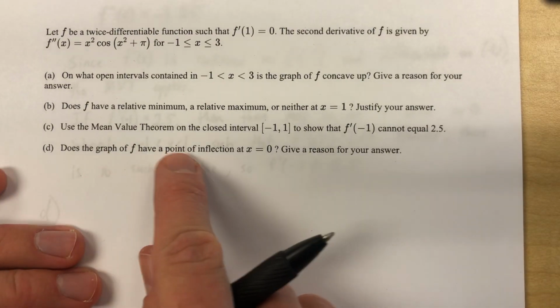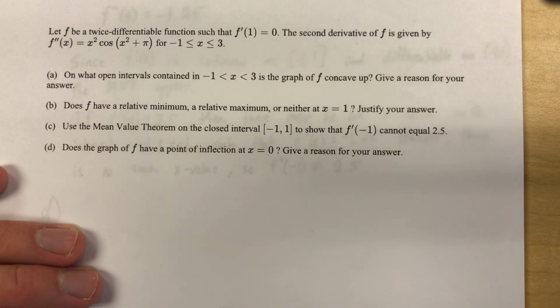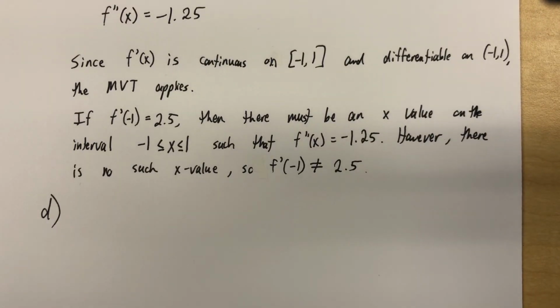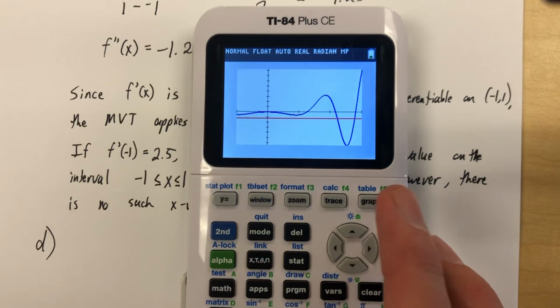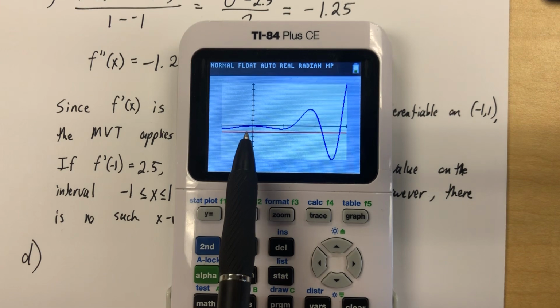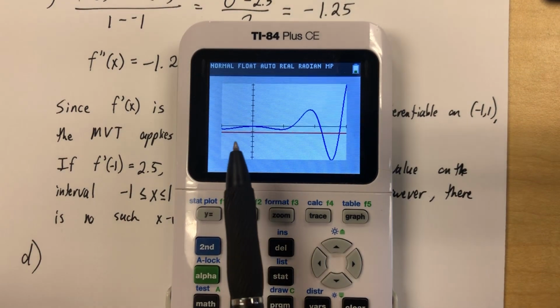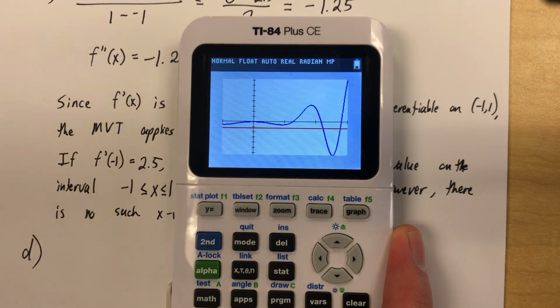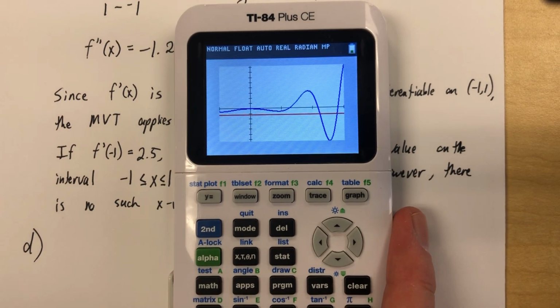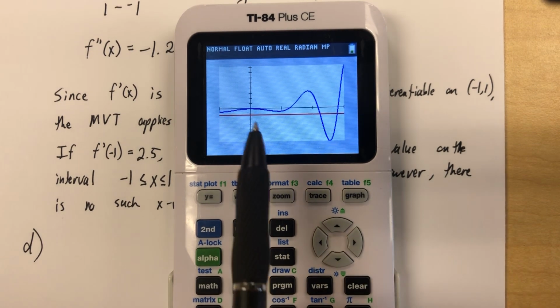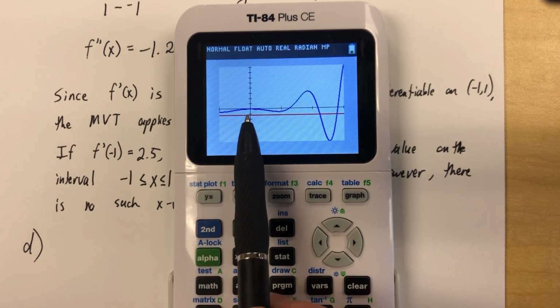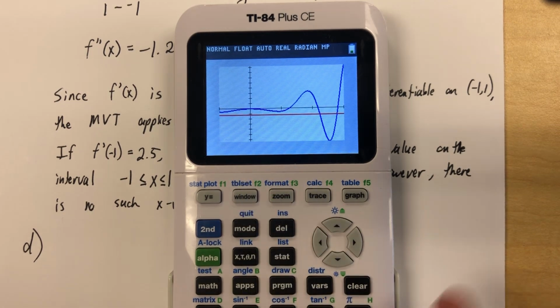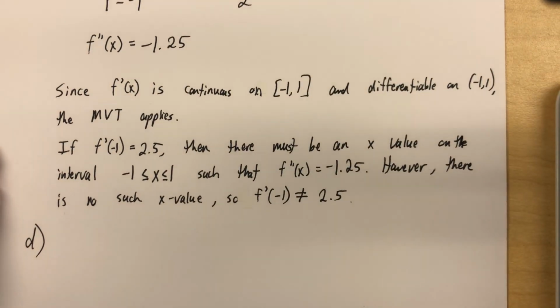Does the graph of f have a point of inflection at x equals 0? Give a reason for your answer. All right, let's graph. Here we go. We've actually already graphed it. We know what's happening. We've already talked about what happens at x equals 0. The second derivative bounces off the x-axis at x equals 0, so the answer is no. A point of inflection is where our concavity changes, and our concavity did not change because the sign of our second derivative did not change at x equals 0, so no.